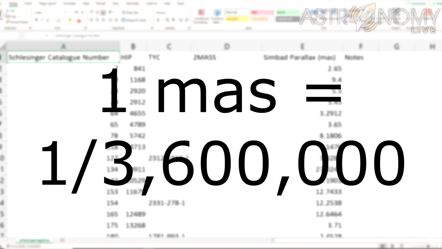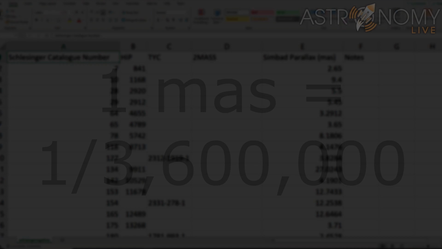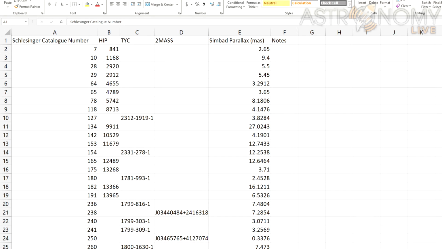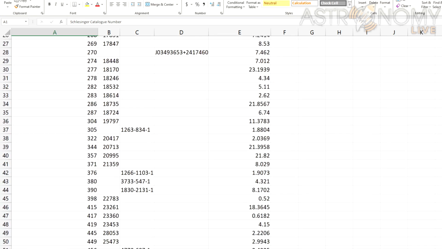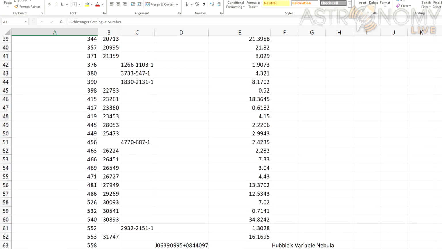1 milliarcsecond is equal to 1/3,600,000th of a degree. These measurements generally come from either the Hipparcos satellite or the Gaia satellite, and we'll be talking more about those missions in just a moment.